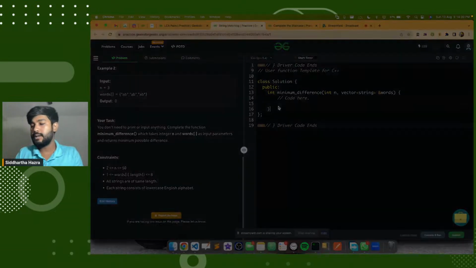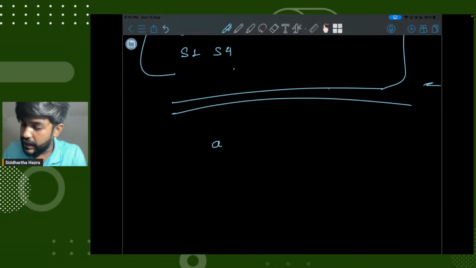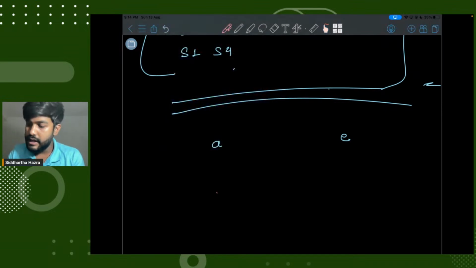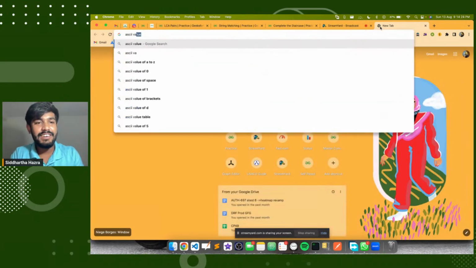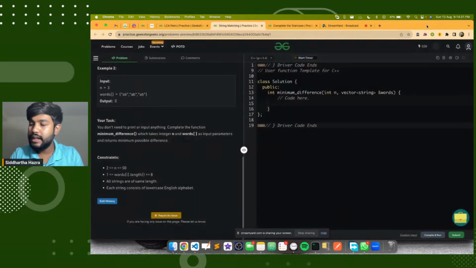That can also be sorted out like this. Let's say this value is a and the other value is, let's say, e. So the ASCII value of a is like 95 or 65. What is the ASCII value? Let me just search it, I don't want to make mistakes. ASCII value A to Z. 97. Okay.